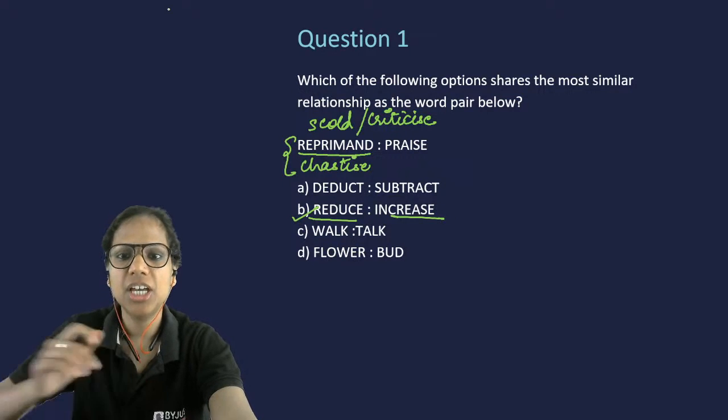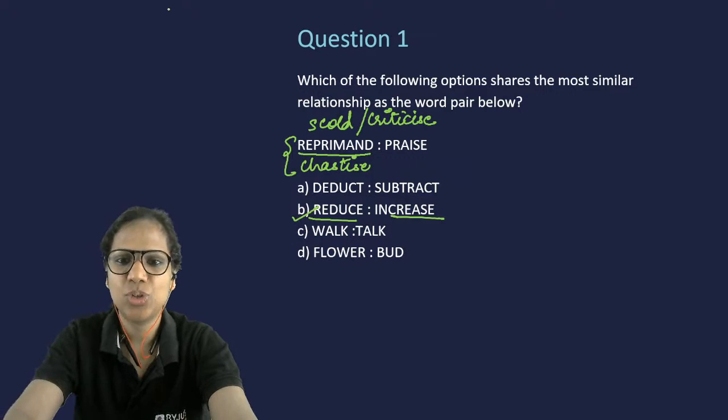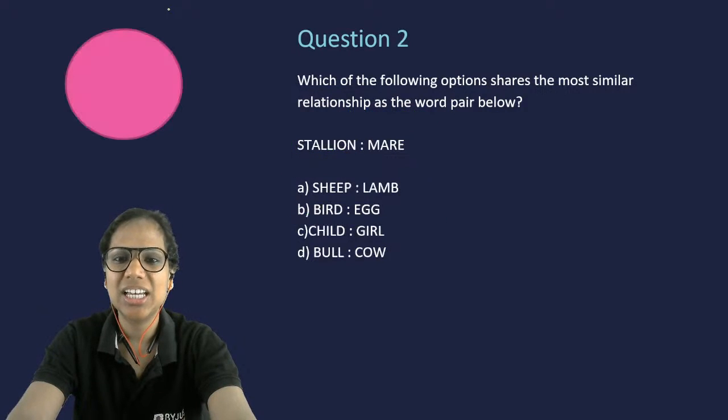Perfect. Other words are very simple. I don't need to explain to you the meanings of those. Second question. Analogy.